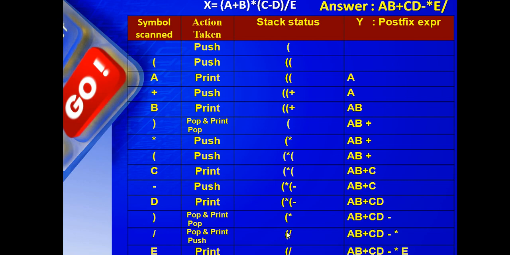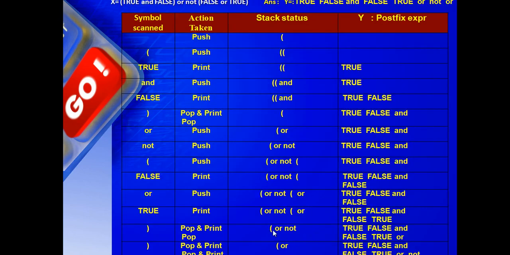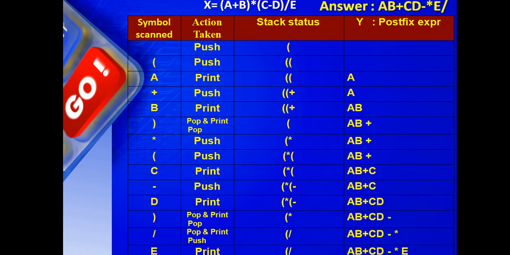Now your status of the stack is left parenthesis and this one. Now E operand, straight away print it. Now right parenthesis, pop and print. Division is popped and printed. Left parenthesis also popped, but it is not printed.